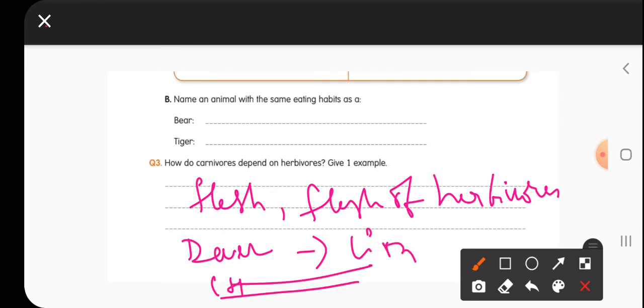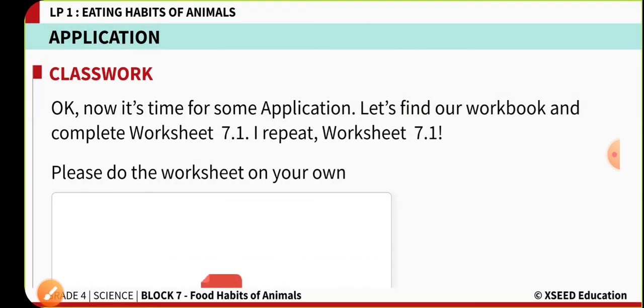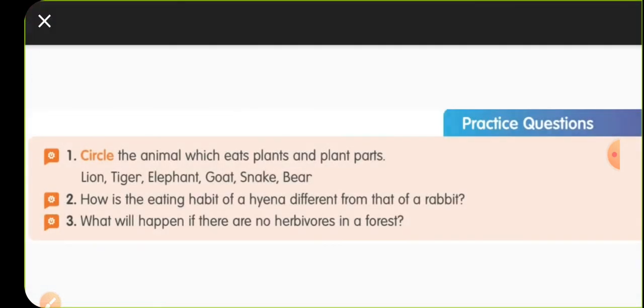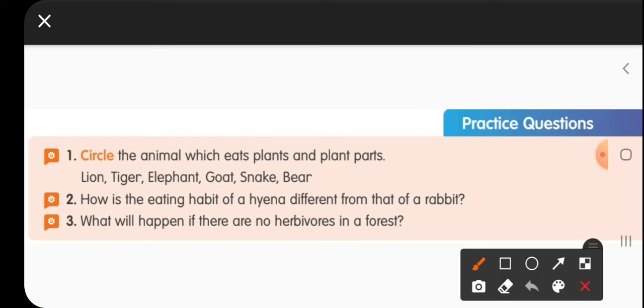So now let us open the practice questions from your textbook, children. They are asking: circle the animals which eat plants and plant parts. Out of lion, tiger, elephant, goat, snake and bear, circle the animals which eat only plants and plant parts as their food. One is the elephant and the second one is the goat. The remaining: bear is an omnivore, snake is a carnivore, and lion and tiger are carnivorous animals.